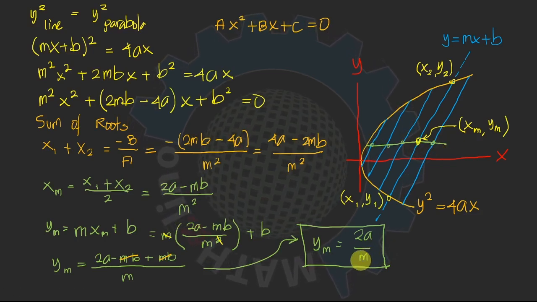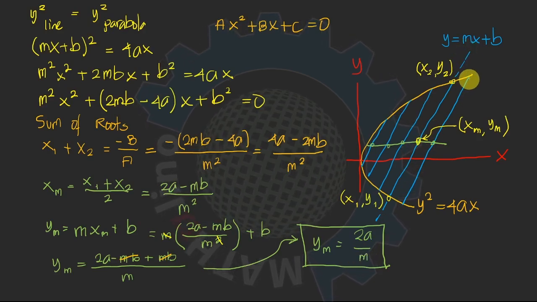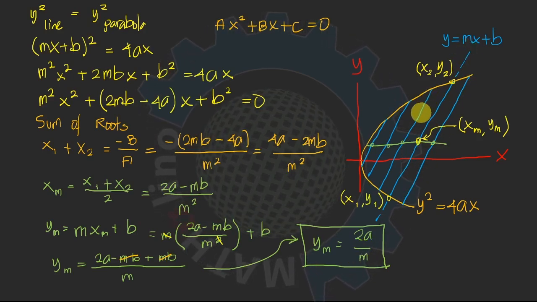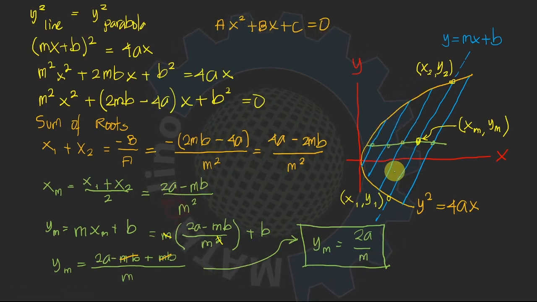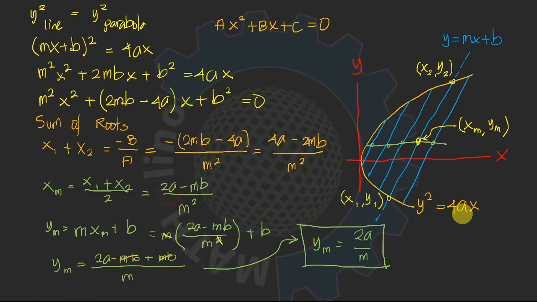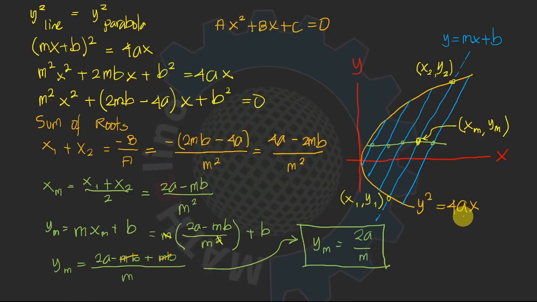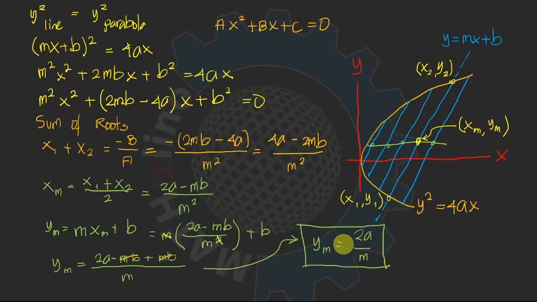Why we said this is a constant value? Because the slope of the parallel chords are the same. The slope of this line is equal to the slope of this line is equal to the slope of this line. All these chords are with slope m. Okay? And for our parabola, the length of this a is also constant. For a particular parabola, this value will not change.